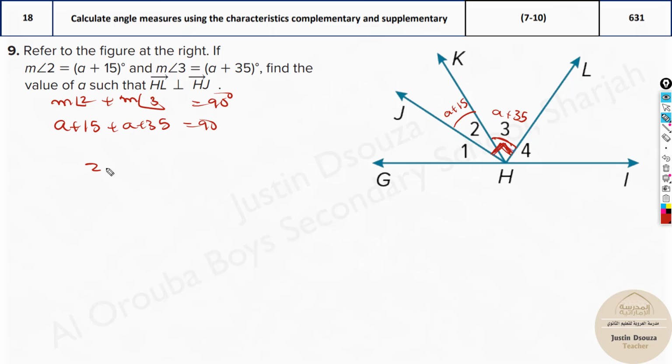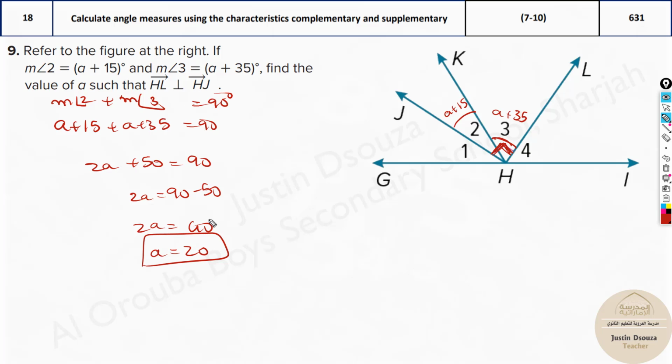Now solve it up. It will be 2A plus 15 plus 35, which is 50, equals 90. Take 50 to the other side. It will be 2A equals 90 minus 50. 2A equals 40 and A is equal to 20. That's it. So the A value is found out, and we have not been asked to solve for the measure of angle 2 or 3. So this is it.